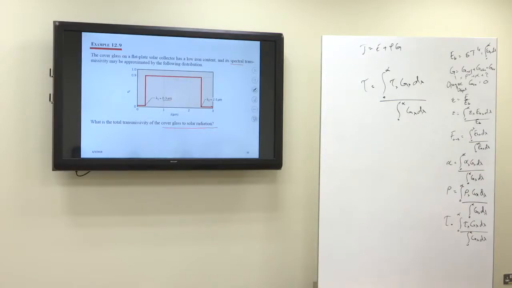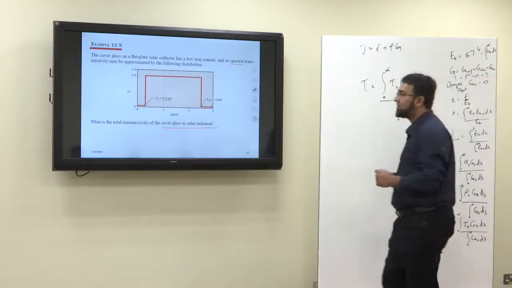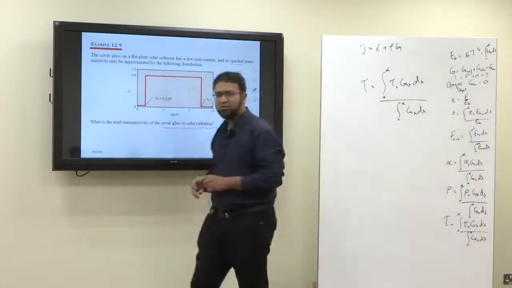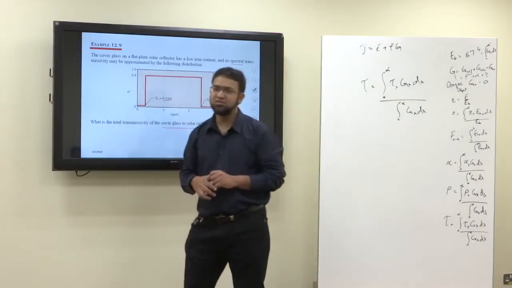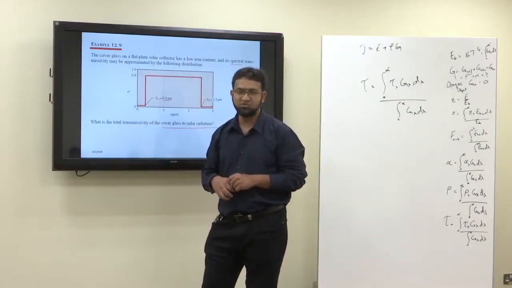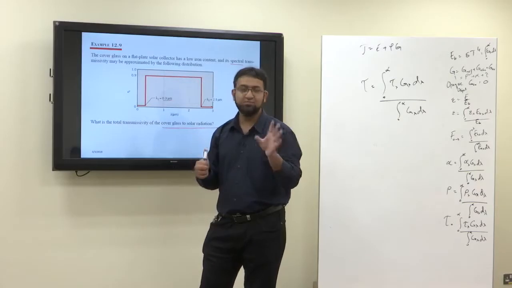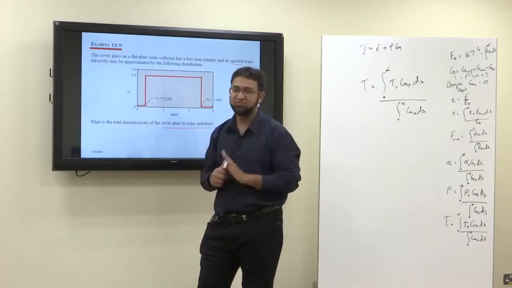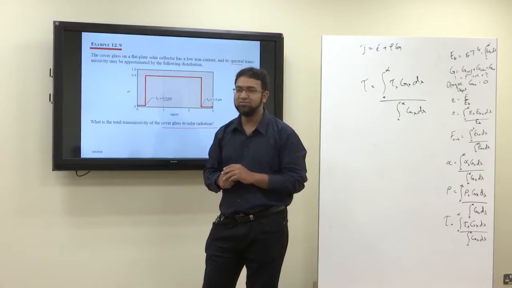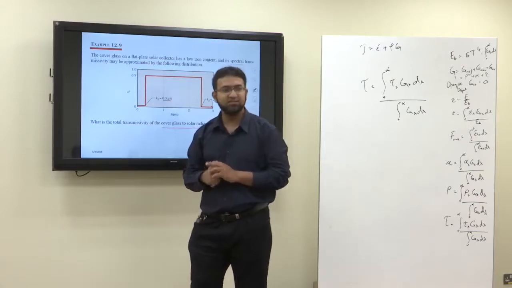Now what do you think? We are talking about a flat plate solar collector. What do you think will be the incoming radiation? Where is the radiation coming from? Sun, right? And the sun temperature is fixed. We know what the sun temperature is. 5800 Kelvin. That's the sun temperature.